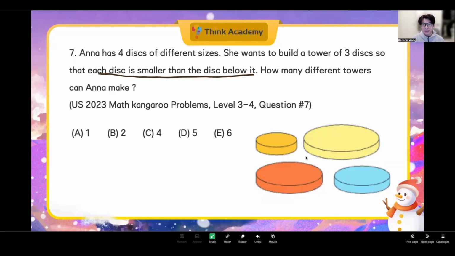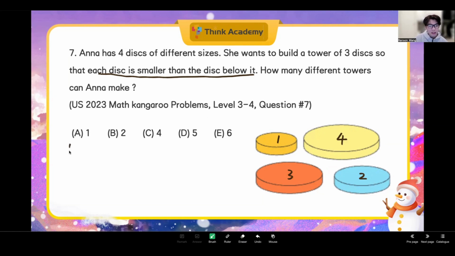So for here, you can see that we have discs of four different sizes. We can just give them names or numbers, starting with the smallest one. Let's put it as one, the second smallest two, the third smallest three, and the biggest one is four. Okay, so the very easiest way for us is to use enumeration to list them out, right? So we can just try it.